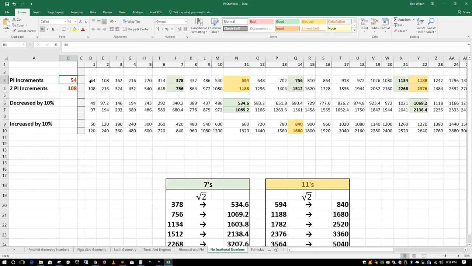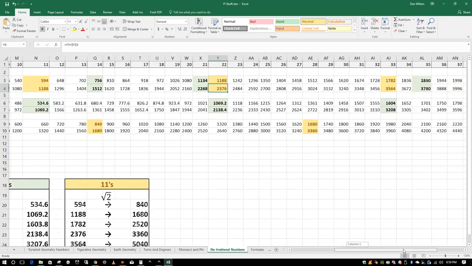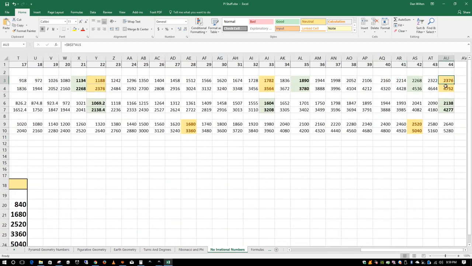These are our pi increments, and that means that each one of these is 54 times the number. So when we get to 22, pi represents 54 times 22. If we're looking at our 2 pi increments, we have 108 times 22, and that represents pi when we're dealing with 108. When we get all the way down here to 2 pi, 2376 represents 2 pi for 54, and 4752 represents 2 pi for 108 pi increments.